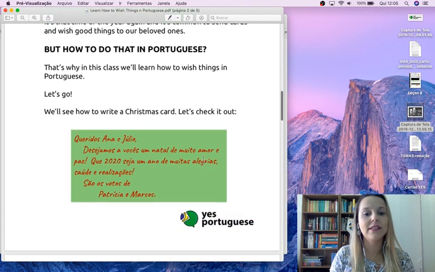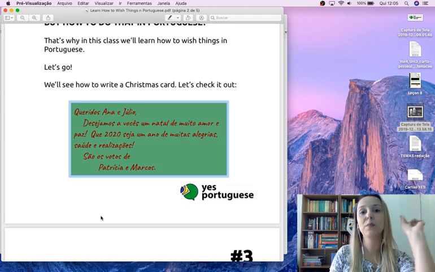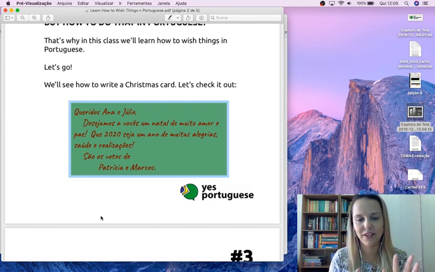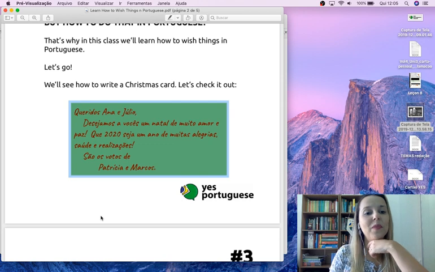So to start, guys, I want to show you this Christmas card. This is an example of a Christmas card we send here in Brazil. I received a Christmas card with a small gift, and that's what you'll find here. So this is an example. Let's read it together. You can follow me, and if you want, you can read together with me if you are already advanced and want to practice, okay? If you are not feeling so confident, you can just listen to me reading.